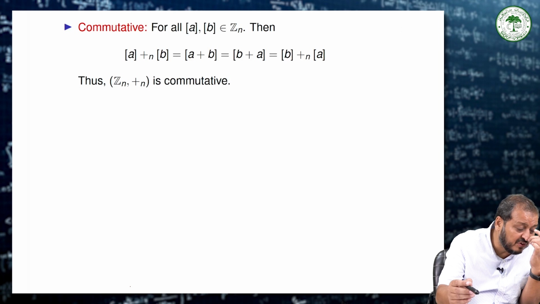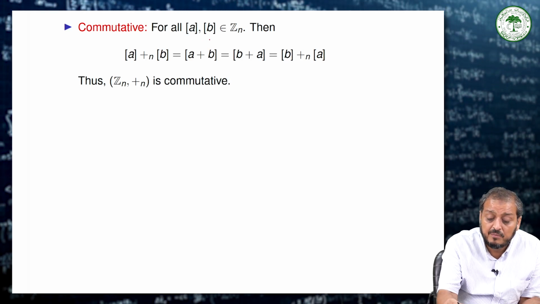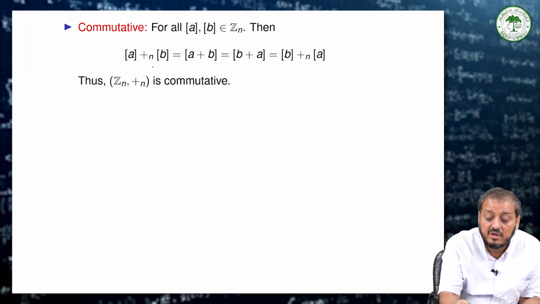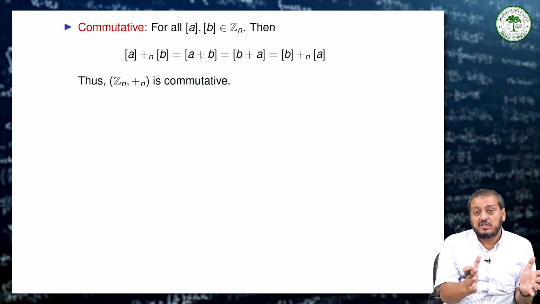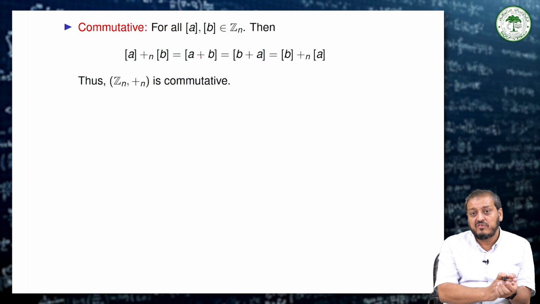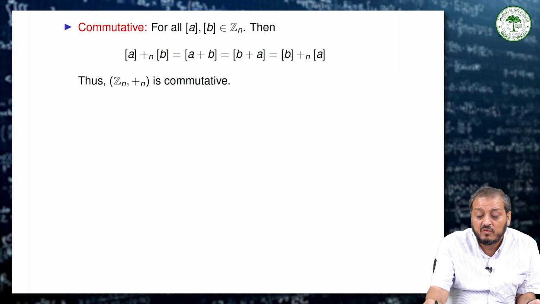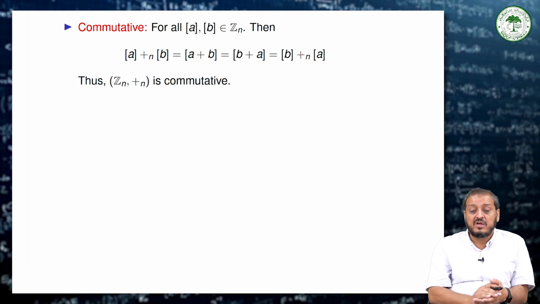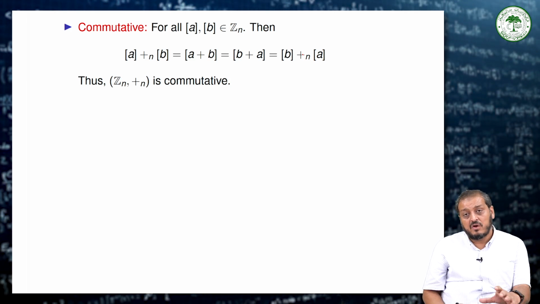Next we show the commutativity condition: for all a, b belonging to Zn, a addition modulo n b can be written as b addition modulo n a, since a and b are integers, and integers under addition are commutative. So this can be written as b plus a. So the equivalence class of a plus b under addition modulo n satisfies the commutative condition; Zn under addition is also commutative.